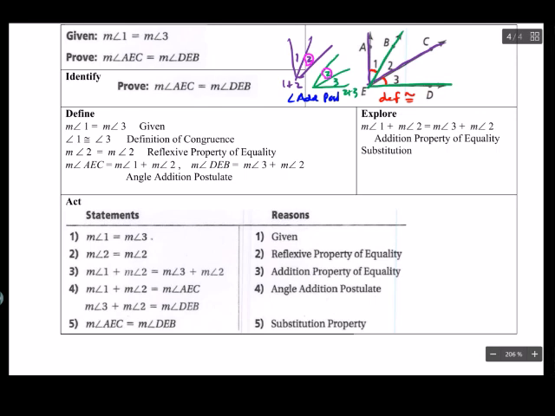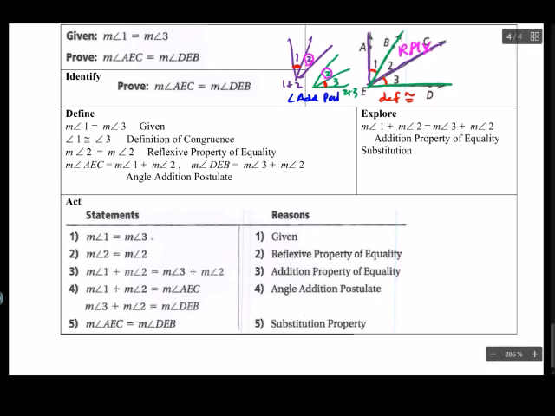Now, what else is common to both of these? 1 and 3 are the same angle. So whatever angle 1 is, I'm adding angle 2 to it. And angle 3 is exactly the same as angle 1, and I'm adding the same thing to it. So you can see how these are going to be congruent. Now, this angle 2 that is common to both of them, this is the reflexive property, because angle 2 is angle 2 no matter where it's at.